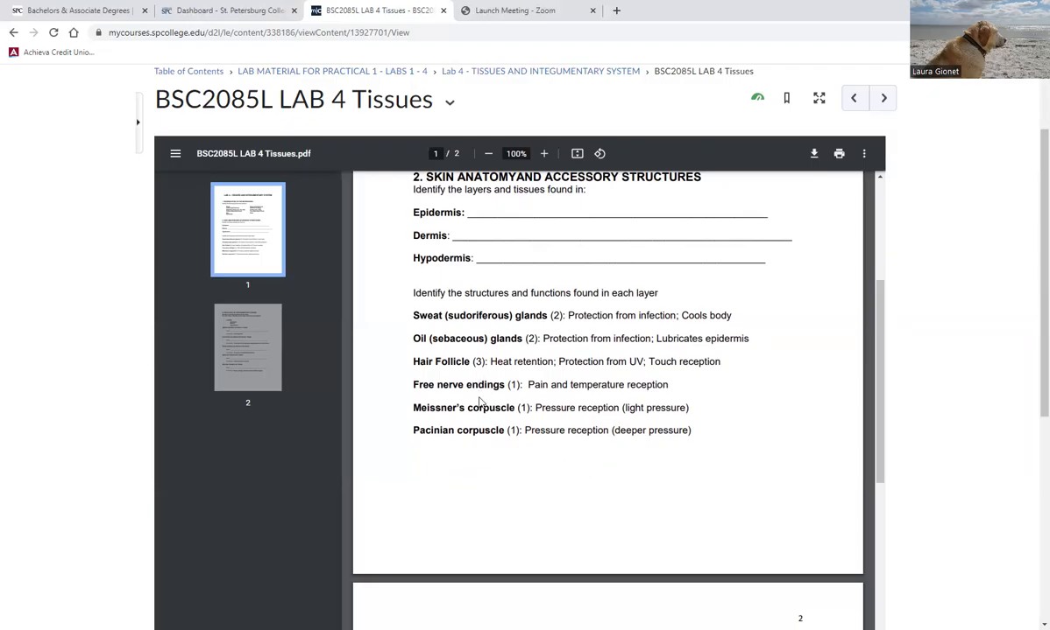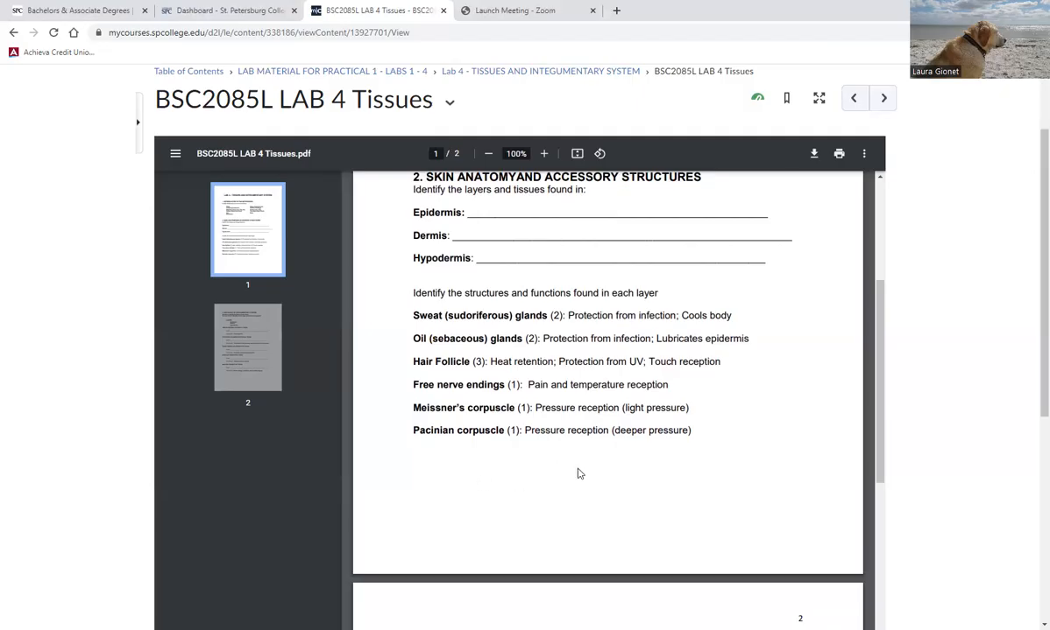Then we have 3 types of receptors: free nerve endings, Meissner's corpuscles, and Pacinian corpuscles. Free nerve endings kind of look like a tree. They extend from the dermis into the epidermis. They respond to pain and temperature, so their function is pain and temperature reception. Meissner's corpuscles are pressure reception, or light pressure, light touch.